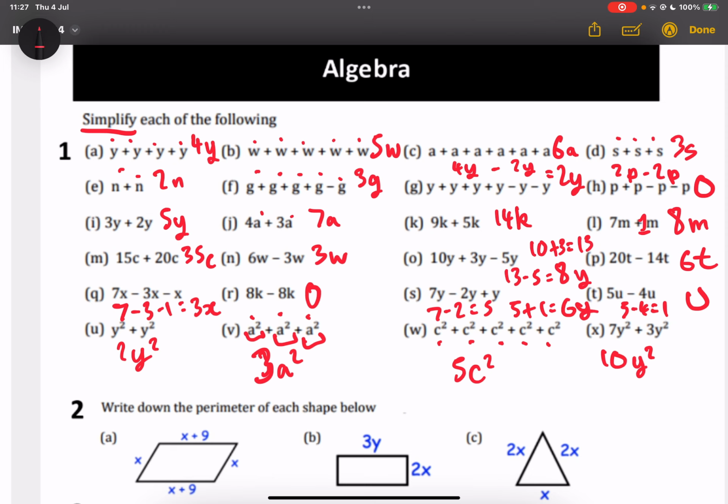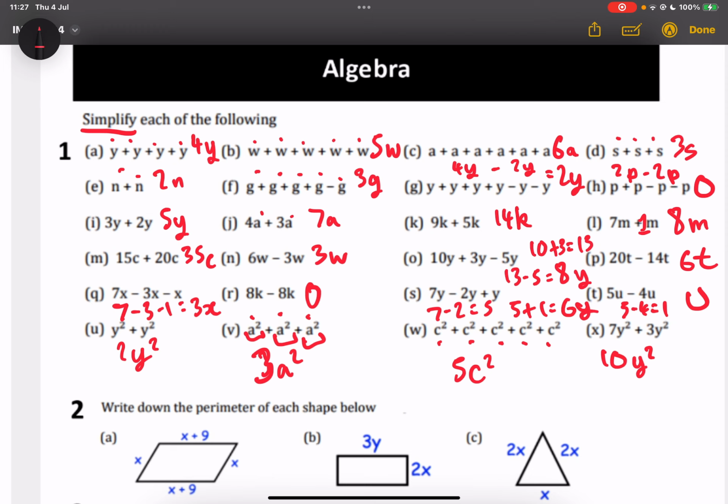2 lots of A is 2A. 3 less than B, so you take your B and then it's 3 less, so you do minus 3. D is M divided by 5, so that'll be M over 5. E is 7 multiplied by S, so you take your 7 and times by S. Remember, with algebra you don't have to write the multiplication sign, you can just write 7S.